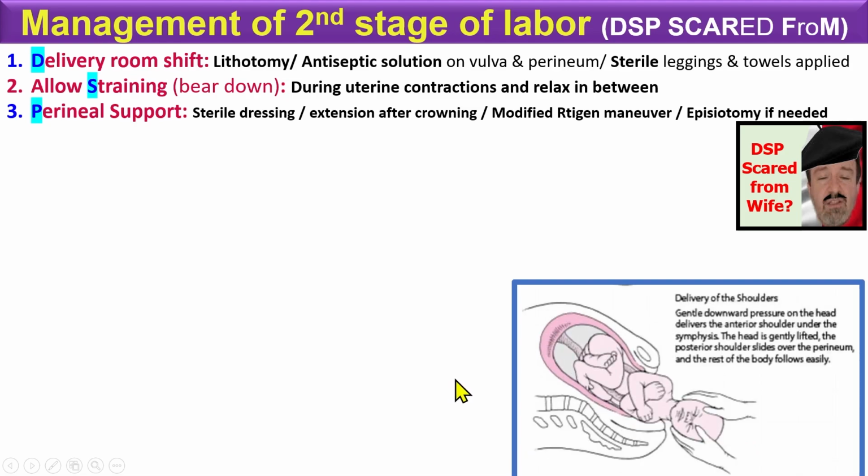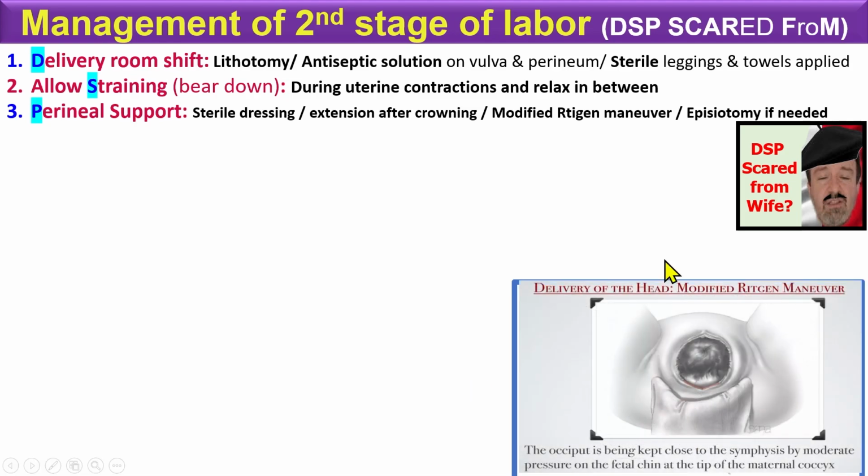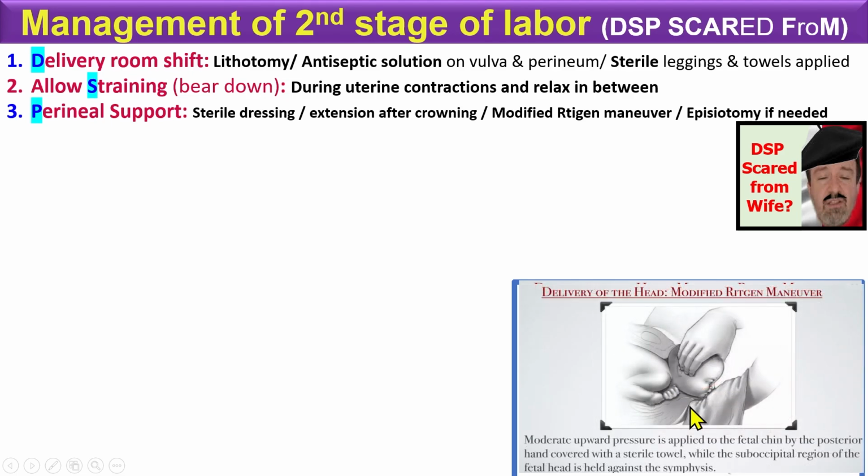Okay. So here is the delivery of the head, and here is the delivery of the shoulder. Here you can also see the crowning, and we are applying pressure on the chin to prevent the perineal tear. Okay, and here you can see now we are delivering the fetal head.